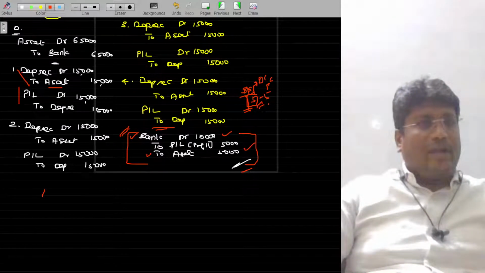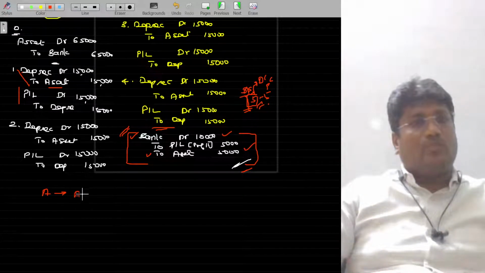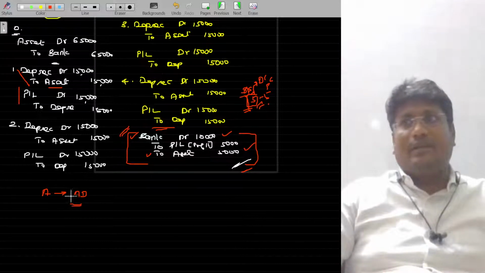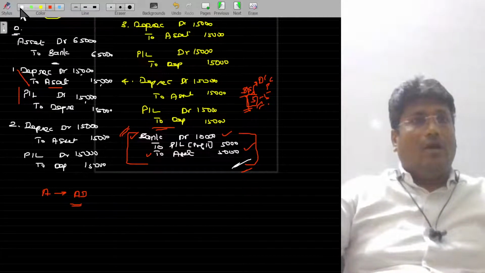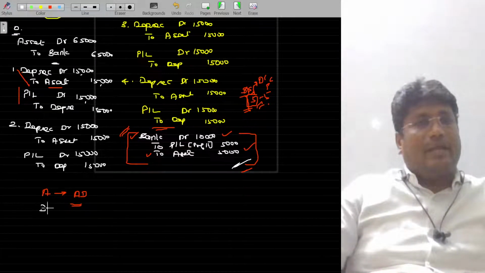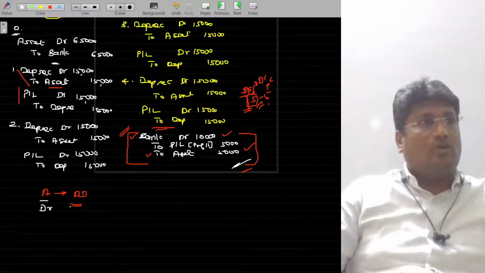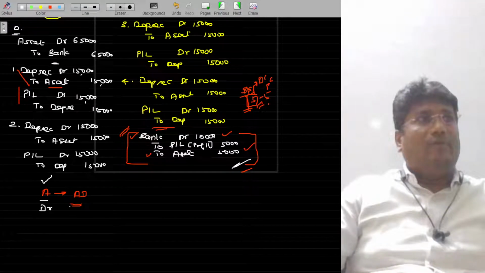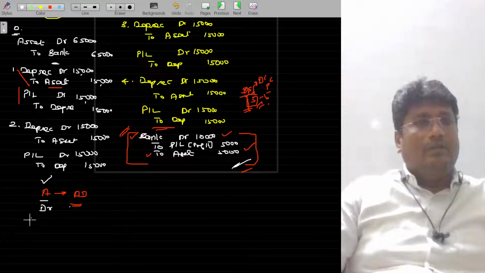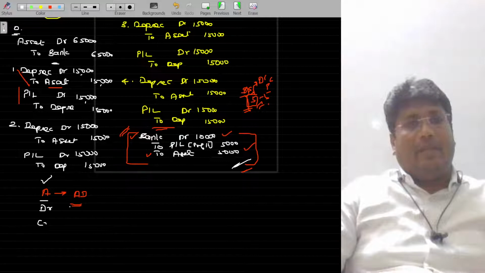Now, I am transferring the asset to the asset disposal account and then I am going to sell it off. Now, the asset is on the debit side. On transferring this asset from the asset account to the asset disposal account, I am eliminating the value in the asset. How is it possible? I have to credit this to eliminate.